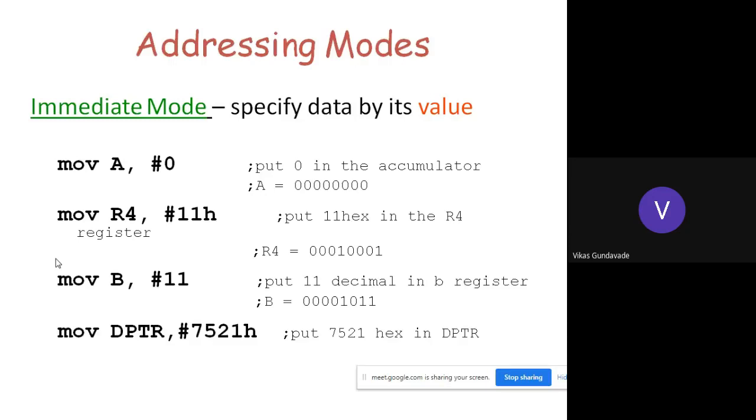Okay, one more example, MOV DPTR, #7521H. Here DPTR is nothing but the data pointer, which holds a 16-bit address. So whatever value we are providing to the DPTR needs to be 16-bit, and that is given by 7521H. So this is the example of how the immediate value is transferred into either a register or memory. Everybody is understanding it? Everybody understood the immediate addressing mode? Are there any queries?